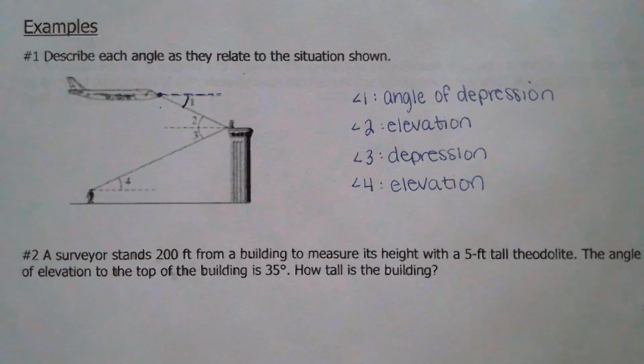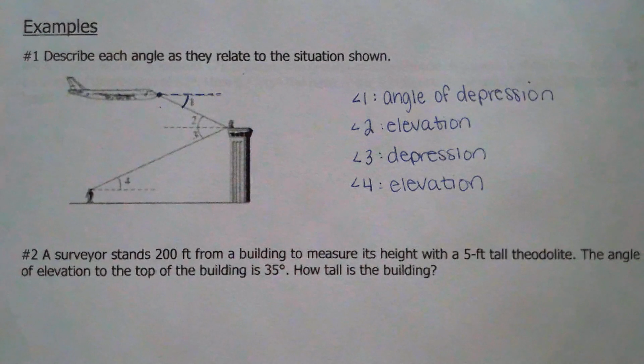All right, go ahead and check your answers for angles 2, 3, and 4. Again, for identifying each of these angles, what we're focusing on is my horizontal line of sight, and is my angle going above that line of sight or below that line of sight to an object.